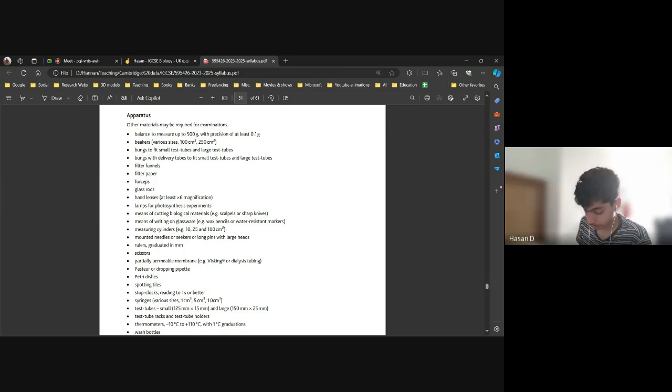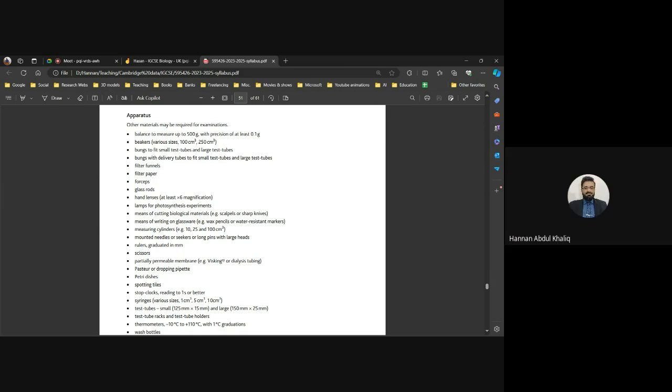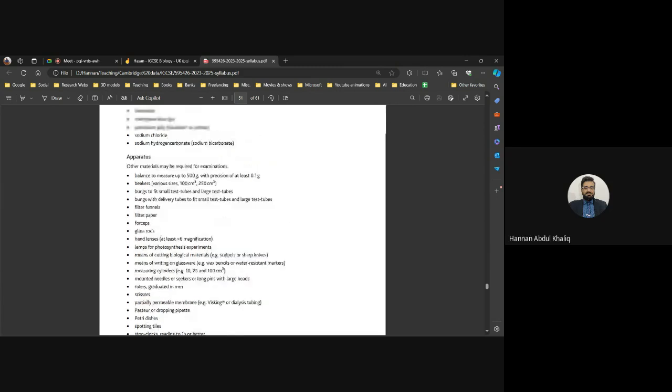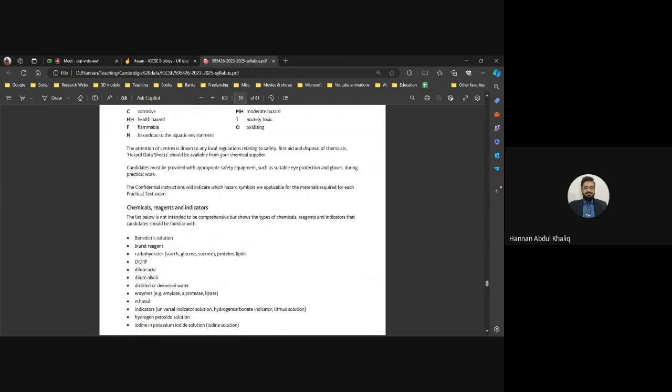So this list that is provided over here, you can easily read it and figure out what you need to know, how these things would work, how apparatus would work, and how you should be answering what would be used over here. Clear? Okay. Then moving above, there are chemicals.